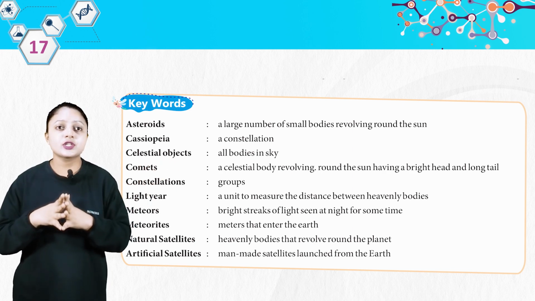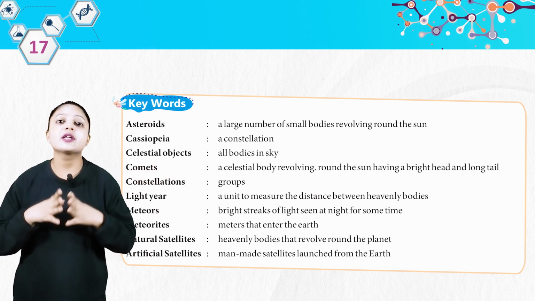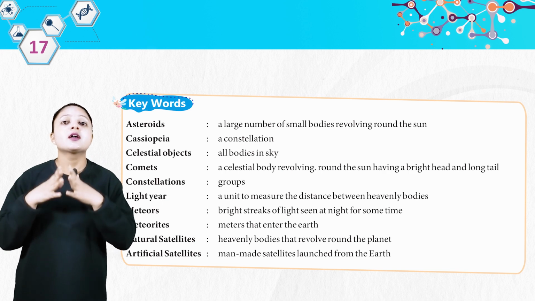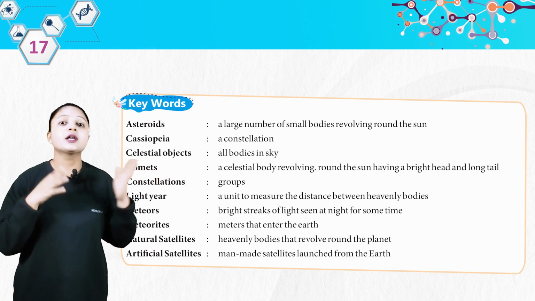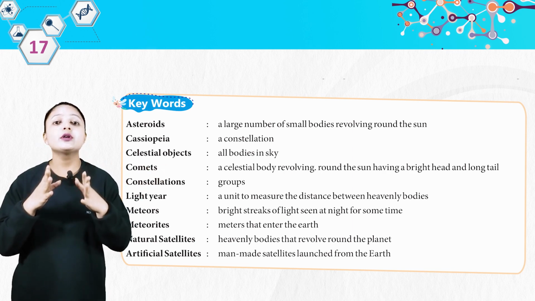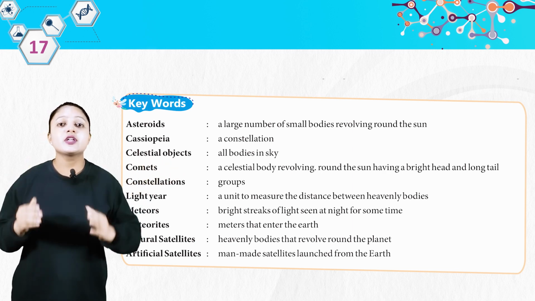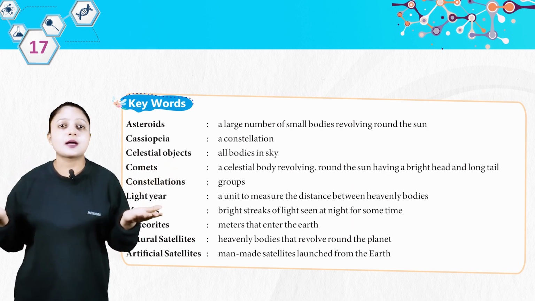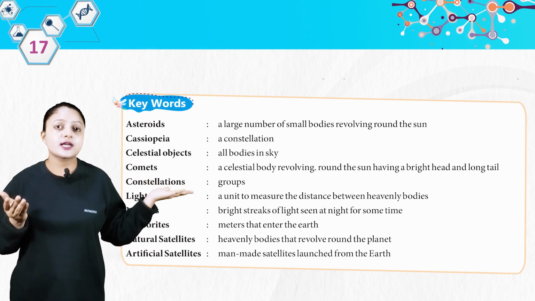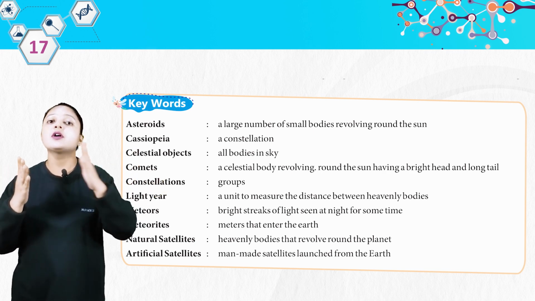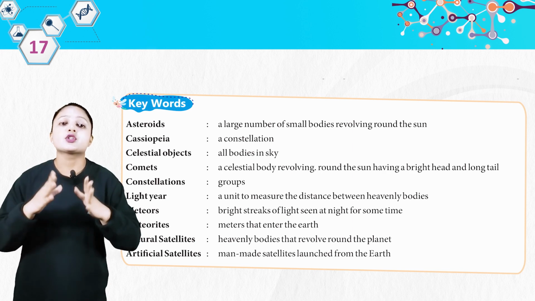Cassiopeia, a constellation. Celestial object, all bodies in the sky. Comets, celestial bodies revolving around the sun having a bright head and long tail. Constellation, groups of stars. Light year, a unit to measure the distance between heavenly bodies. Meteors, bright streaks of light seen at night for some time. Meteoroids, meteors that enter the Earth. Natural satellite, heavenly bodies that revolve around the planet. Artificial satellites, man-made satellites launched from the Earth.